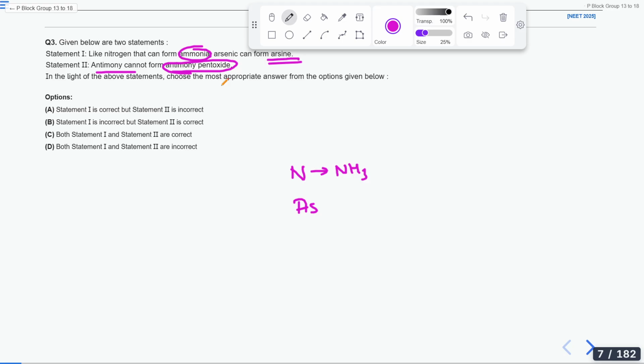Yes, Gomati, Kritika, whether these two statements are correct or not. Is arsenic capable of forming a compound which is similar to ammonia? Yes, Badri, Saksham, reply here. So Saksham is telling A is the correct answer. Okay, let us see, Saksham.